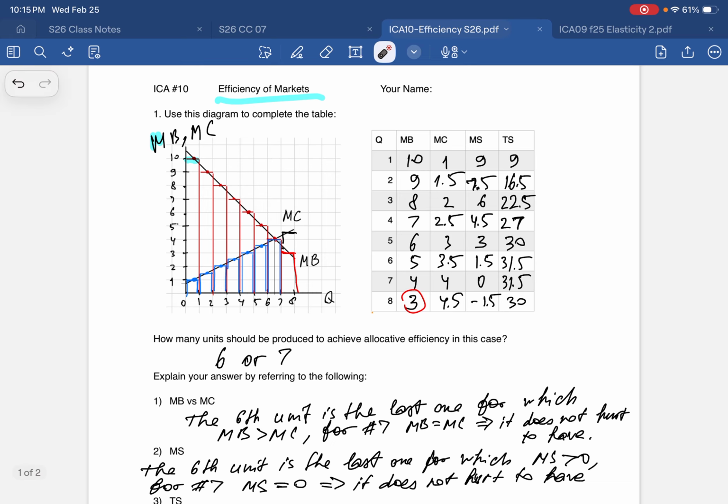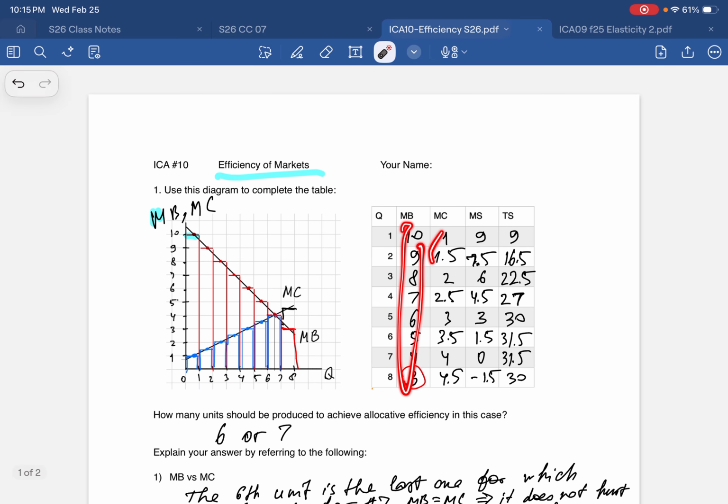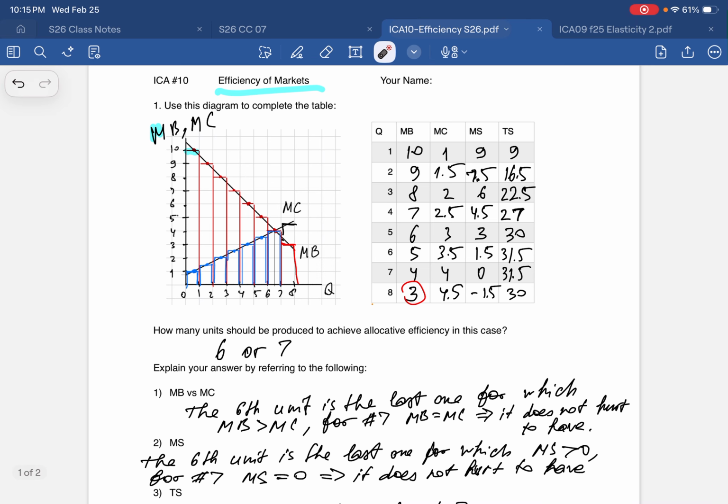All right, and then we use these numbers and these numbers to figure out the rest of the story. So we calculate marginal surplus as the difference between these two values. So 10 minus 1 is 9. 9 minus 1.5 is 7.5, and so on and so forth. Okay, so that's how you get marginal surplus.